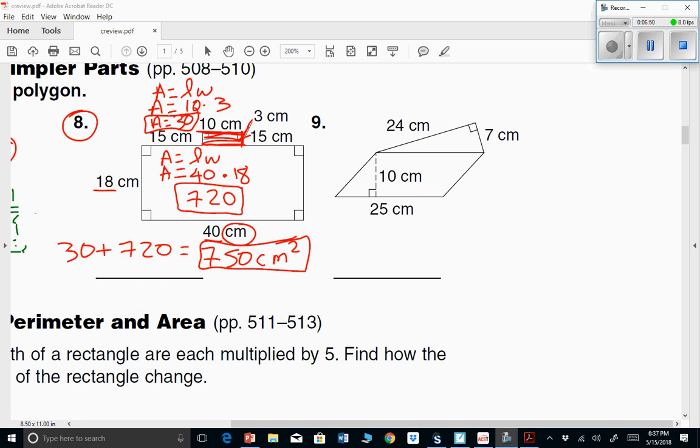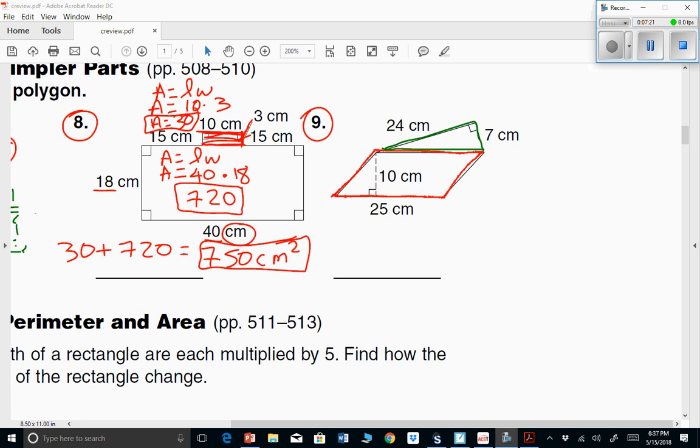Okay, number 9 might look a little more complicated to you. You might have trouble figuring out how to divide it up, but remember that the dashed line is always showing you the height of either a parallelogram or a triangle. And in this case, it is the height of a parallelogram. So we've got 2 shapes that we know how to find the area of: a parallelogram and a triangle.